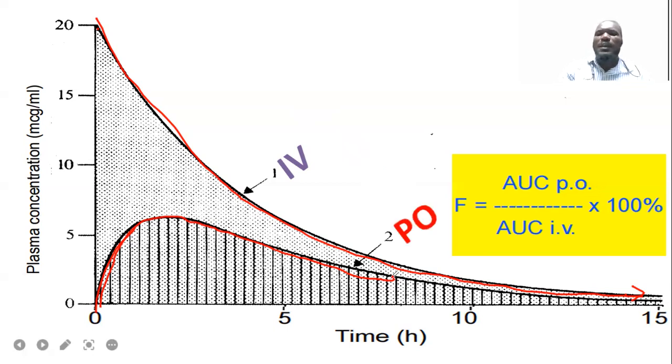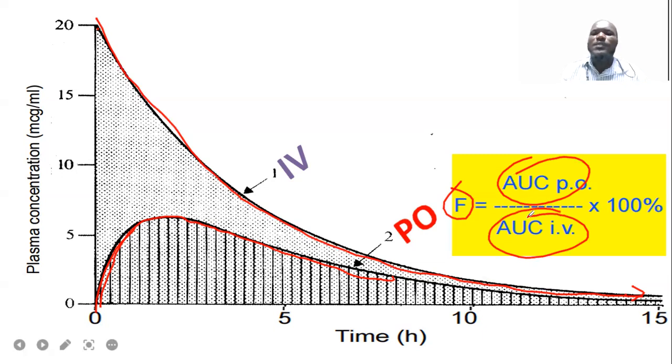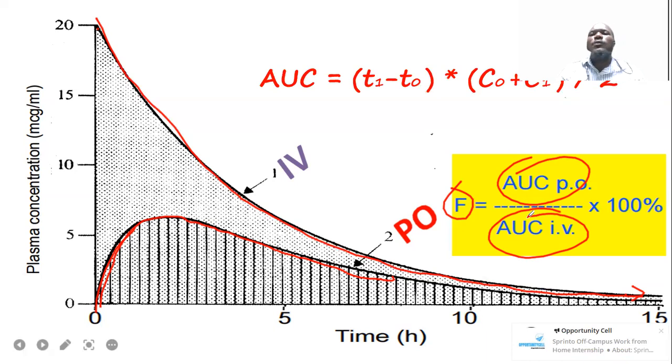So you can calculate the bioavailability from the area under the curve. Bioavailability is equal to the area under the curve of the oral route over the area under the curve of the IV route, which is the reference, times 100%. But how can you get this area under the curve? You can calculate it through this formula. You substitute your data, because you will be recording the time and the concentration, then you calculate the area under the curve at each time interval, then you sum up the area under the curve for each route of drug administration, then you plug into the equation for bioavailability, and you end up getting the bioavailability of the drug.